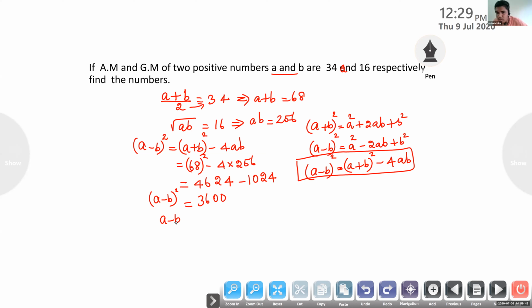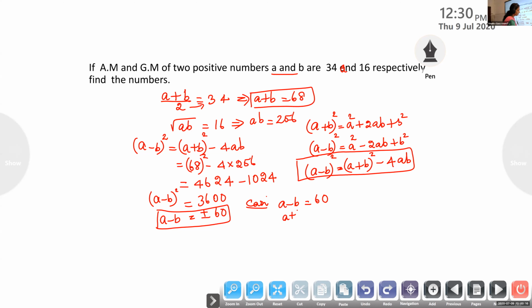Root of 3600 is 60, plus or minus 60. Okay, whenever we take the square root, we have to consider both the positive as well as negative case. Now take the first case, case 1. Suppose a minus b is plus 60, and already we have a plus b is 68. Solve these two equations and find what is a and what is b.